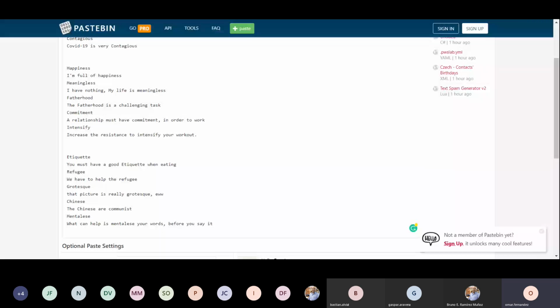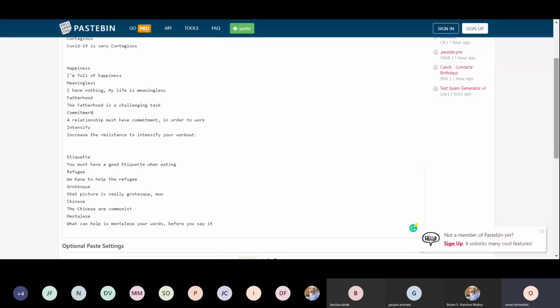And the last example of the second part was with the suffix fy, and I used intensify. And the example is: increase the resistance to intensify your workout.